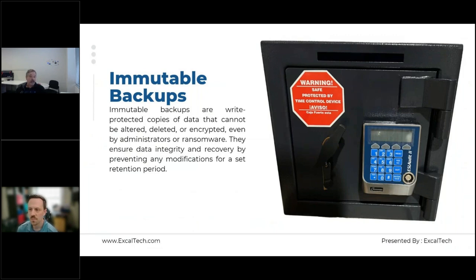Immutable backups work in the same way. Once data is written into it, it's locked away, immune to accidental deletions, malicious attacks, or even ransomware encryption. No admin, no hacker, no rogue script can affect or alter the data. It can't be erased until the retention period is over. So this ensures there's always data for you to rely on when you need it. You've got clean backups that can be relied on. Next slide.